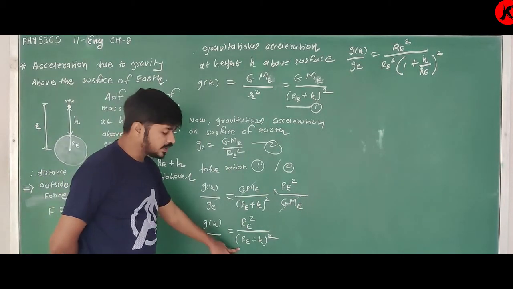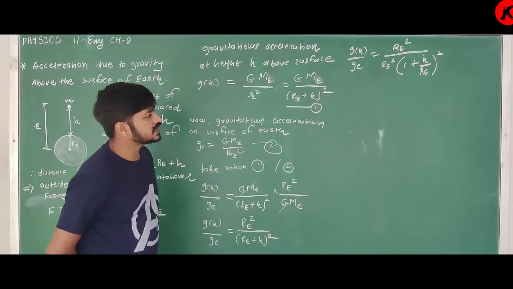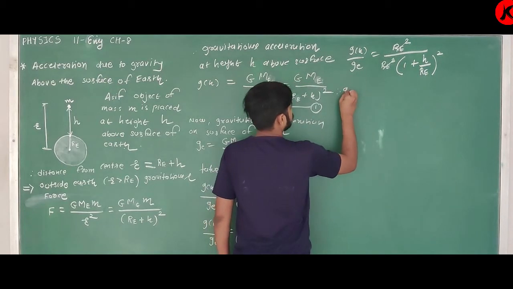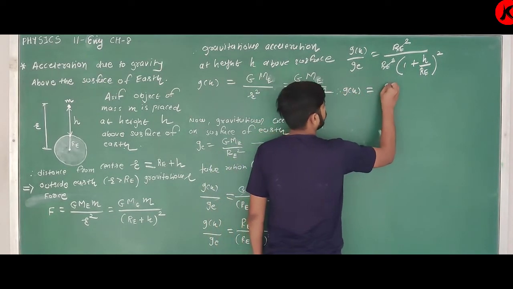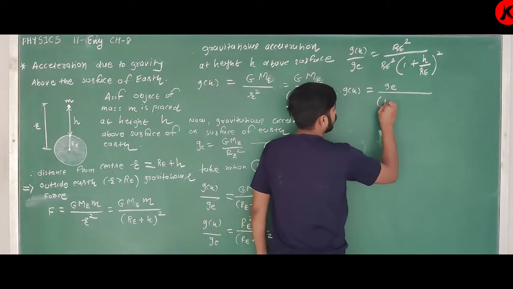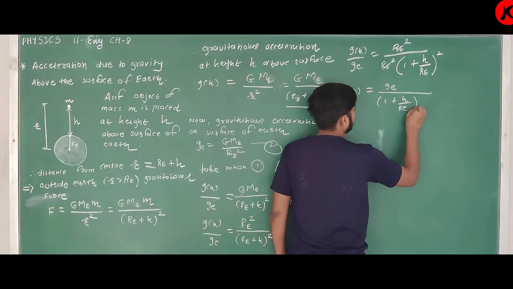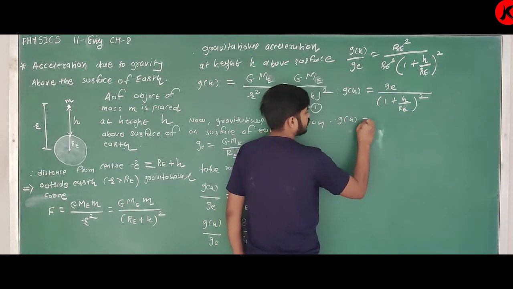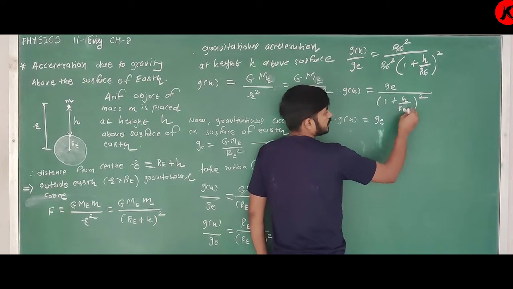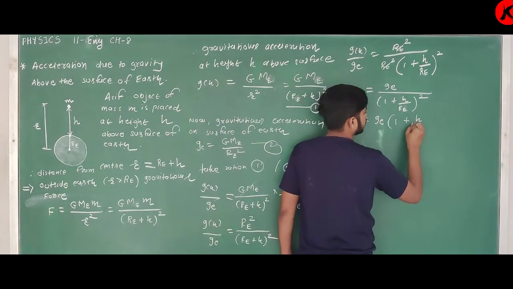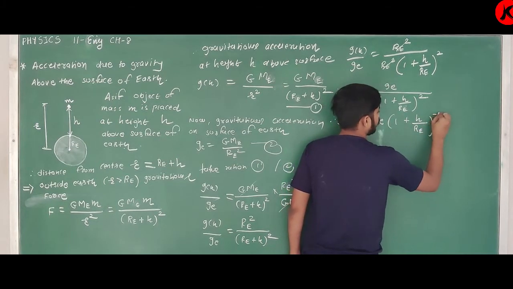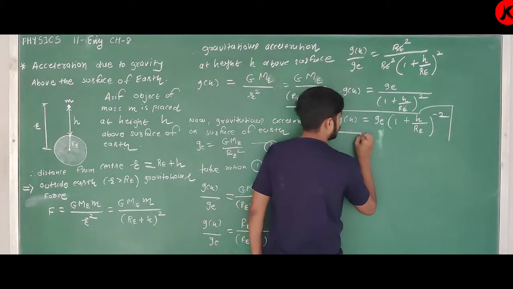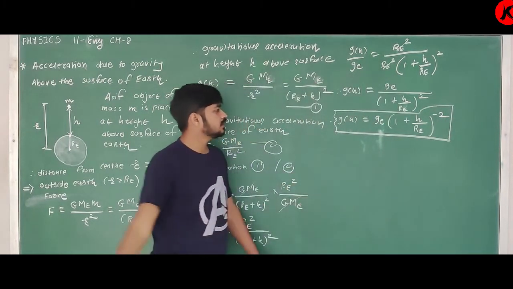So g_h upon g_e is equal to R_E square. Here we have to take R_E common. So it is R_E square times 1 plus h upon R_E whole square. Therefore, g_h is equal to g_e upon 1 plus h upon R_E whole square. Or you can write this equation as, g_h is equal to g_e, if you write this term in numerator, 1 plus h upon R_E raised to minus 2. So it is the equation of gravitational acceleration above the surface of Earth.